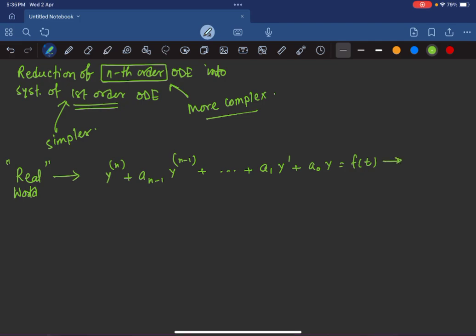Now if you want to solve this equation, you can go ahead with the solution technique. But another approach is to convert this equation into a system of first order equations and then go for the solution of that first order system. So how can we convert this type of equation into a system of first order equations?